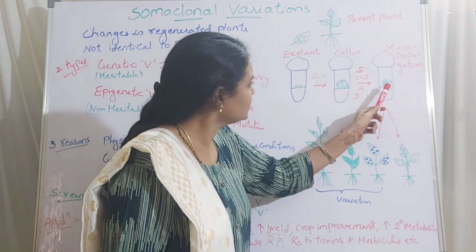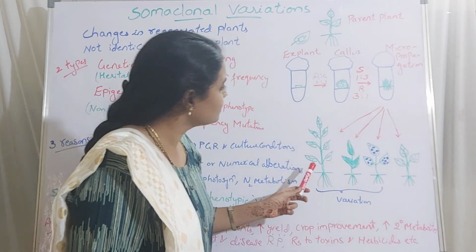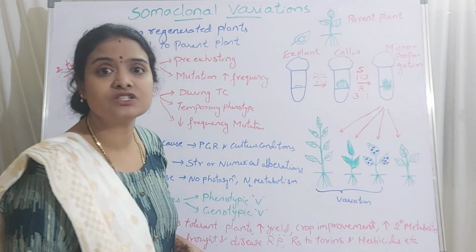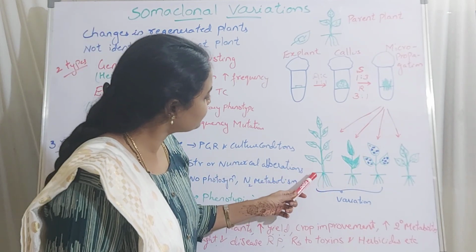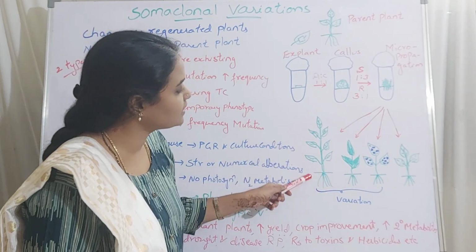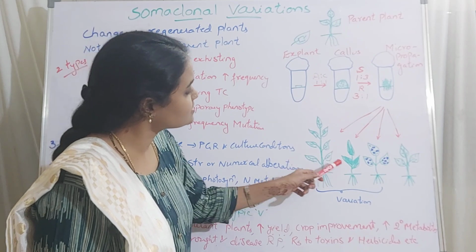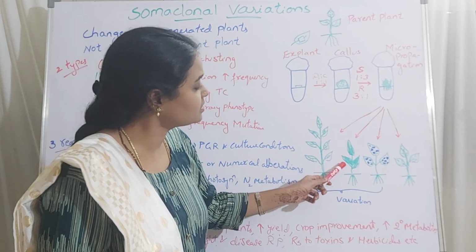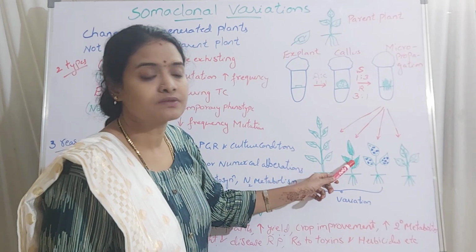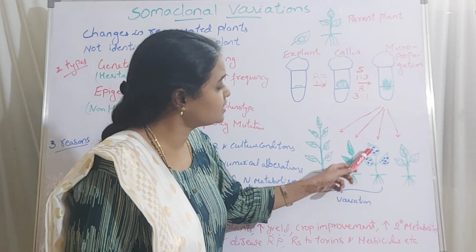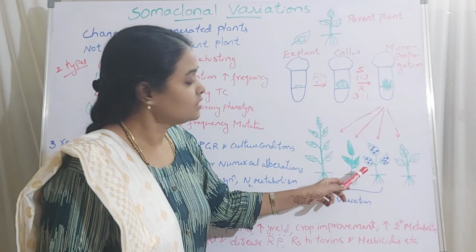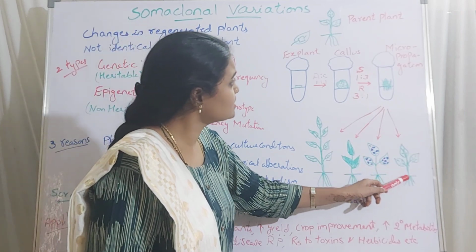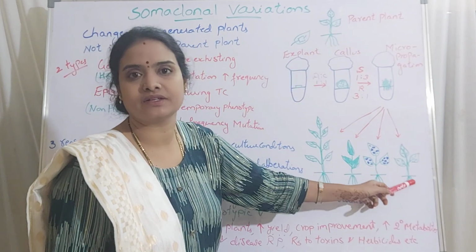See here in the plantlets, in the progeny, there are variations in the plantlets which are produced. In the first case, the length of the plant is very high, and in the second case you can see the pigmentation. The dark pigmentation is observed in the leaves. Then in the next one you can see the spotted pigments, and in the last one it is similar to the parent plant.